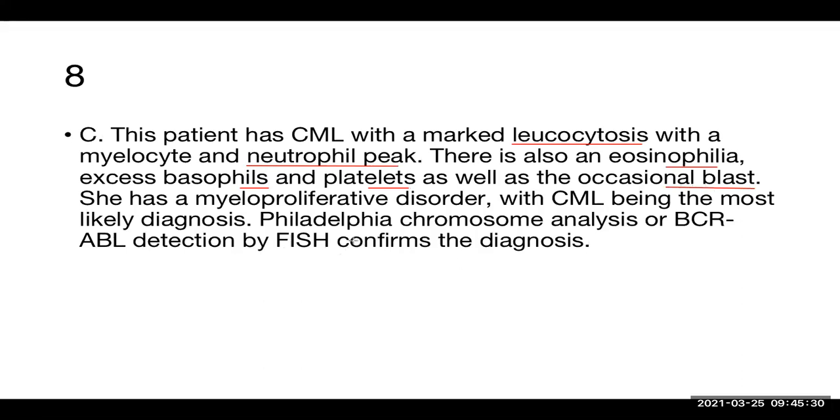One of the important hallmarks of CML is the Philadelphia chromosome, that is BCR-ABL detection by fluorescent in situ hybridization, that confirms the diagnosis. But please remember one thing, Philadelphia chromosome is not pathognomonic of CML only. It may be present in other types of leukemia as well. And if Philadelphia chromosome is present in other leukemias, the prognosis will be poor. In CML, the presence of this gives rise to a good prognosis.